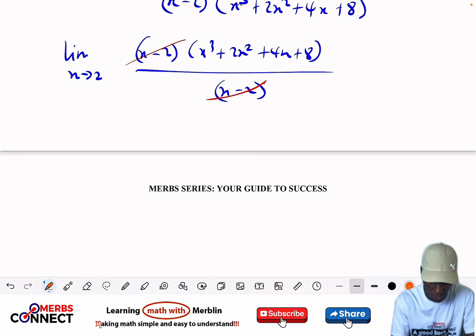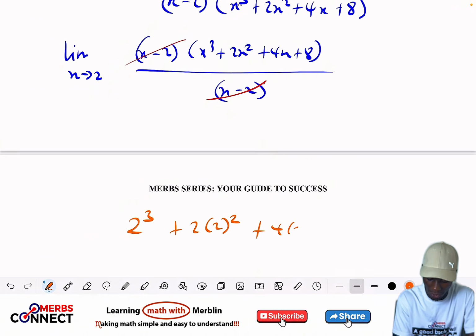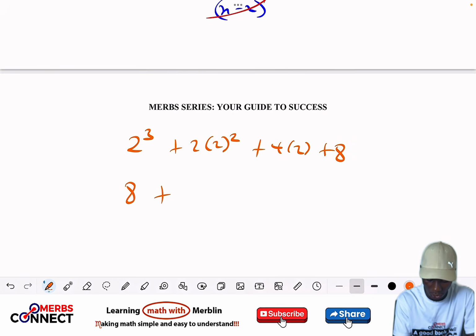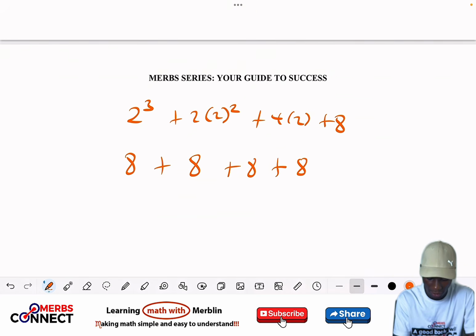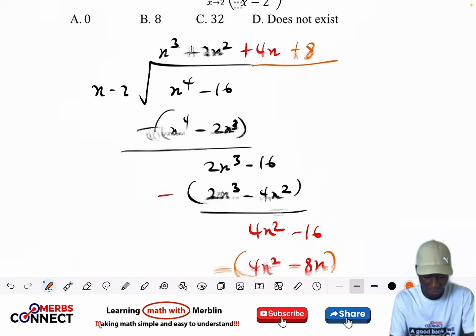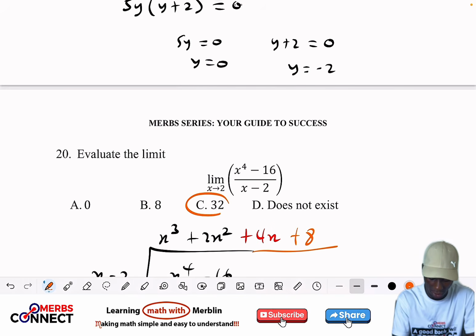Let's plug in x equal to 2. So 2 cubed plus 2 times 2 squared plus 4 times 2 plus 8. So this is 8 plus another 8 plus another 8 plus 8. So this is 16 plus 16, which is going to give us 32. We have 32 there.